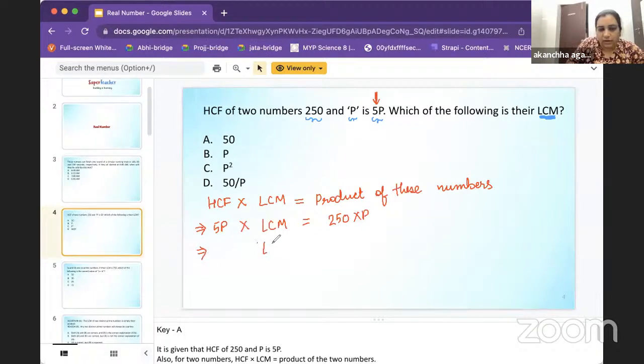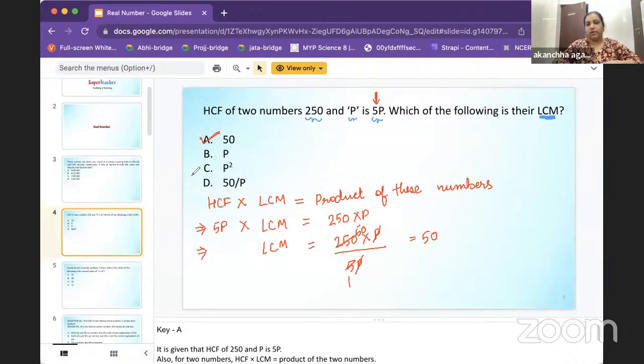How? In order to find LCM, on both the sides we can divide by 5P. So on the left hand side 5P will be gone, and on this side we'll get 5P in the denominator. So P and P get cancelled, and this is 50. So we can see the LCM of these two numbers is 50. I hope this question is also clear to you. If you have any doubts, you can let me know.